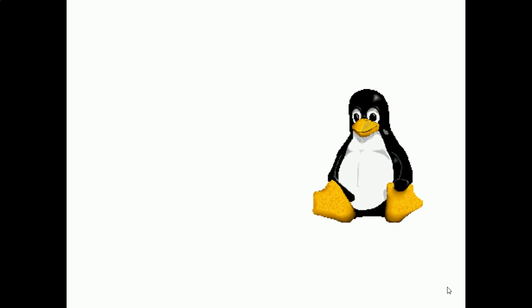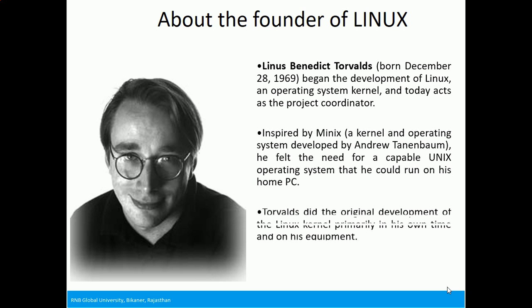Penguin is the official mascot of Linux based operating systems, and the founder of Linux is Linus Benedict Torvalds, born on 28 December 1969. He developed the Linux operating system kernel, and today is the project coordinator. Torvalds was inspired by Tannenbaum's Minix operating system, which was basically made for teaching purposes.